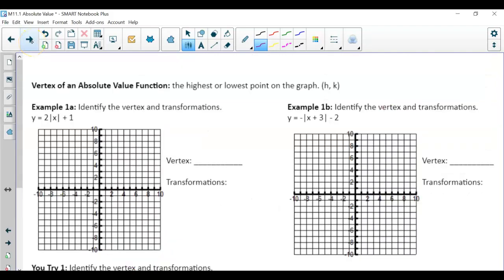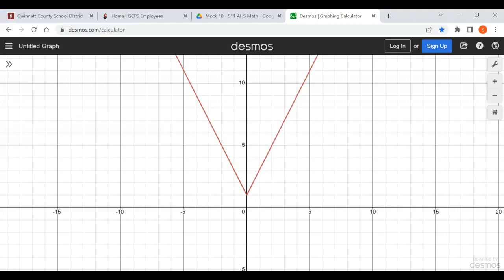So for example, 1a, just to get an idea of what we think this would be, we'll graph this first so you can see the visual. So graphing 2 times the absolute value of x plus 1. Notice we moved up 1 here, so we're at 0, 1. Then also look at the slope. I'm going up 2, right 1, up 2, right 1. And also notice we stayed at 0. We didn't go left or right. We just went up 1.